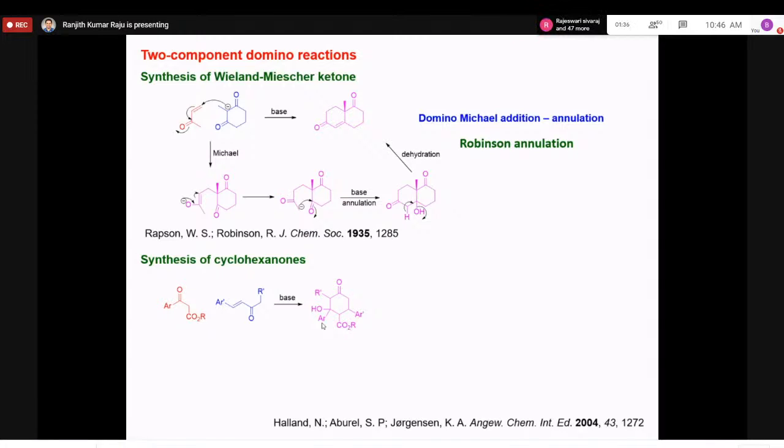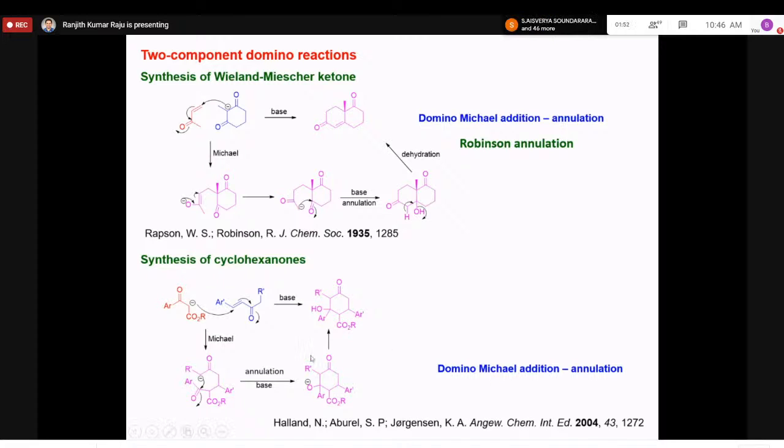There are several reports. I have taken one report from Angewandte Chemie. Here again there is the annulation, and then the elimination does not occur. So there are just two steps, or we can say when you heat it, it may undergo dehydration, but it has been done at ambient temperature, and you get the alcohol, not the dehydrated alpha beta unsaturated ketone product. So here it involves a domino Michael addition followed by annulation, which again is called the Robinson reaction. So one component, two component, yes.